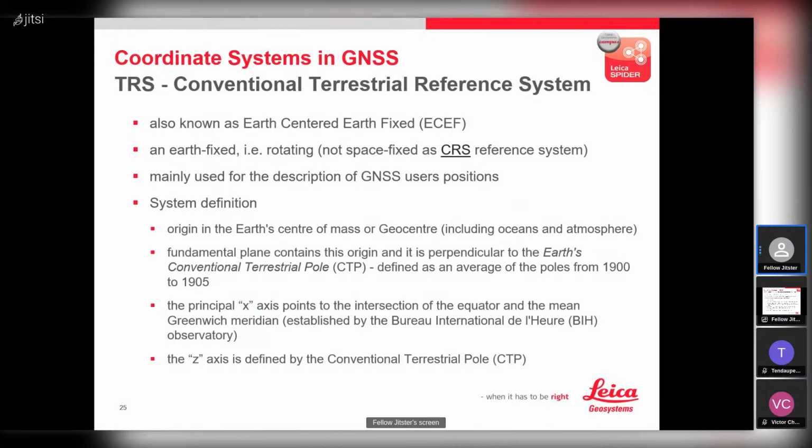Because these systems rotate together with the Earth. In the one before, the Earth rotation was basically removed. That's why it was called an inertial system. This one is fixed to the Earth and it rotates together with the Earth. So once again, in the theoretical definition, the origin of the coordinate system is the Earth center of mass or geocenter. The Z coordinate axis goes to the conventional terrestrial pole, and the principal axis is basically the intersection of the equator and the mean Greenwich meridian.